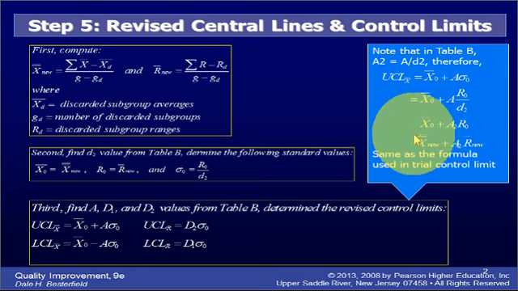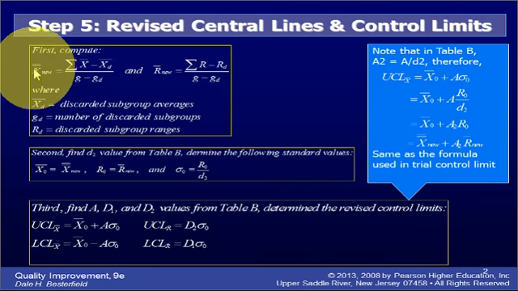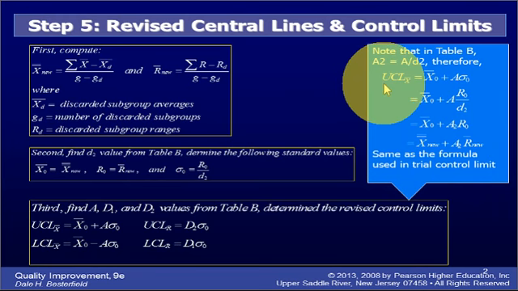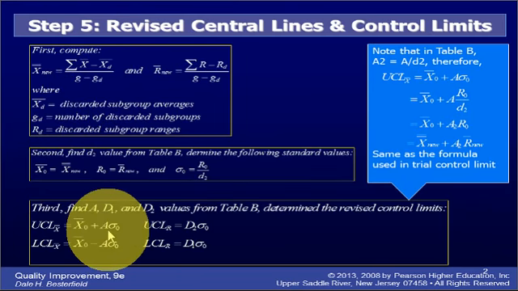And this is actually the same as the formula that is used in the trial control limit. So essentially these are two equivalent definitions, equivalent formulas. If you have this updated X double bar and updated R bar, you can use this formula to compute the revised upper control limit. This will give you the same value as conducting these 3 steps and using this formula.